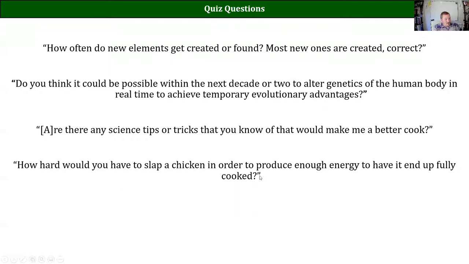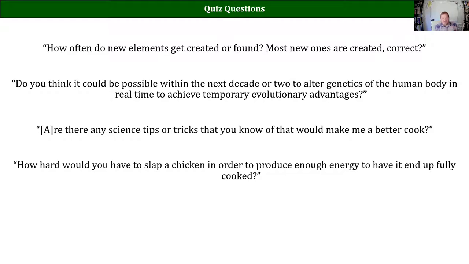This last one I just think is interesting. I didn't actually run the numbers on it, but how hard would you have to slap a chicken in order to produce enough energy to have it end up fully cooked? Probably enough that there's not going to be much chicken left. If you want, we could actually do the math on this. If we just looked at a chicken breast and looked up the total number of joules that it would take to cook a chicken breast.